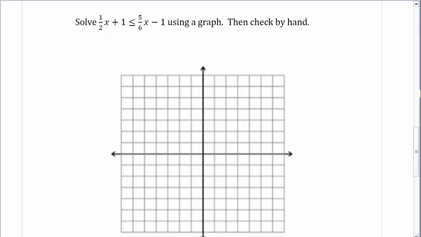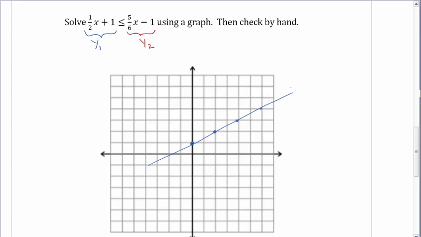Solve 1/2 x plus 1 is less than or equal to 5/6 x minus 1. Then check it by hand. So again, I'm going to create two graphs, and I'm going to do the blue and red thing again. I'm going to make y1 the equation on the left and y2 the equation on the right. y1 is 1/2 x plus 1. That's got a y-intercept of 1 and a slope of 1/2. Now if I graph 5/6 x minus 1, I get a y-intercept of negative 1 and a slope of 5/6. That contains that point there.